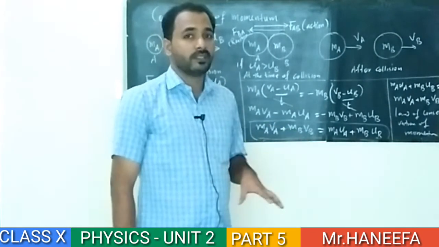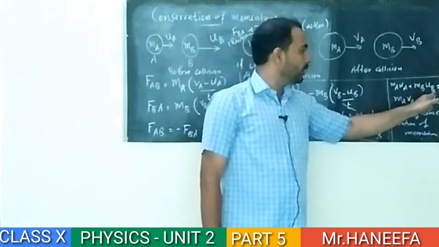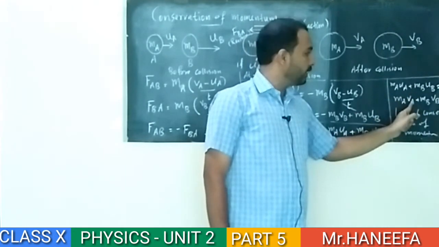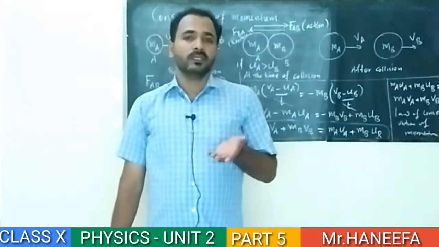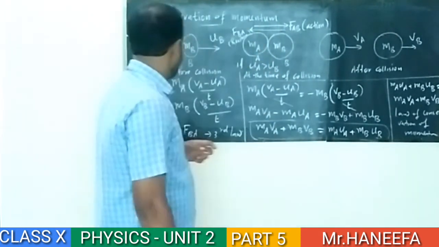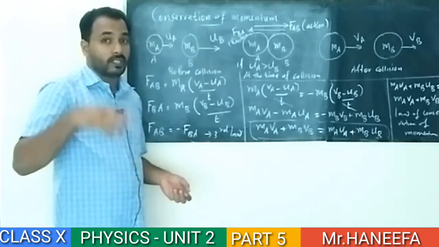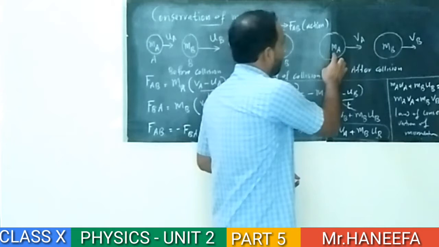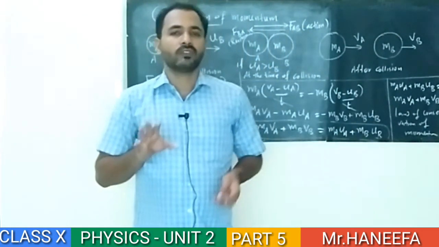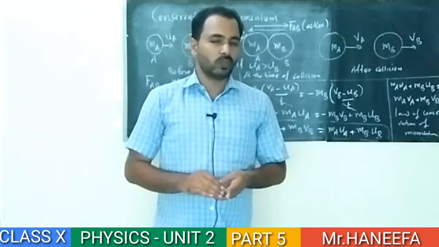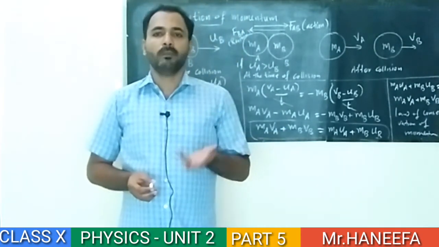What is the law of conservation of momentum? ma ua plus mb ub equal to ma va plus mb vb. That means total momentum before collision. What is total momentum before collision? ma ua plus mb ub. What is total momentum after collision? ma va plus mb vb. This is called the law of conservation of momentum. Using this law, we can explain many problems.